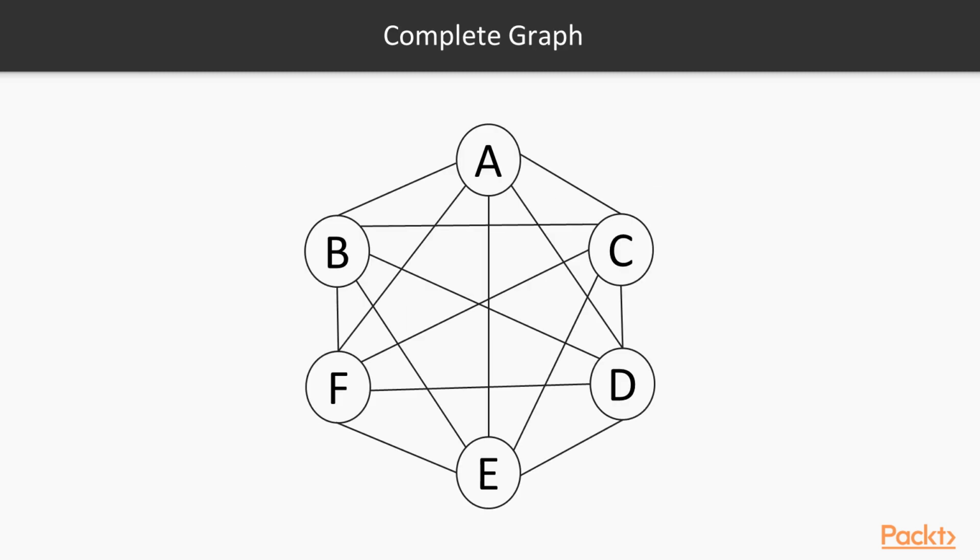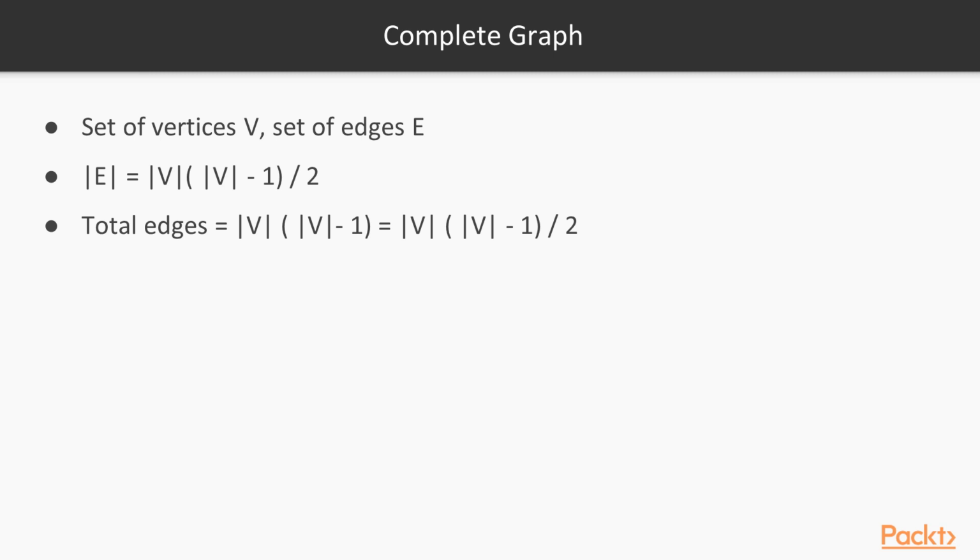Complete graph. A complete graph is an undirected graph that has the maximum number of edges given a certain number of vertices. It also has constraints as per which there can be only one edge between two given vertices with no loops. The figure here shows an example of a complete graph. For a complete graph with the set of vertices V and the set of edges E, mod of E is equal to mod of V multiplied by V minus 1 divided by 2.